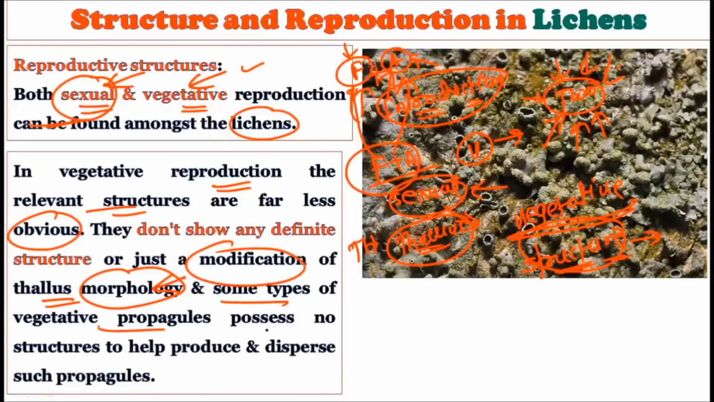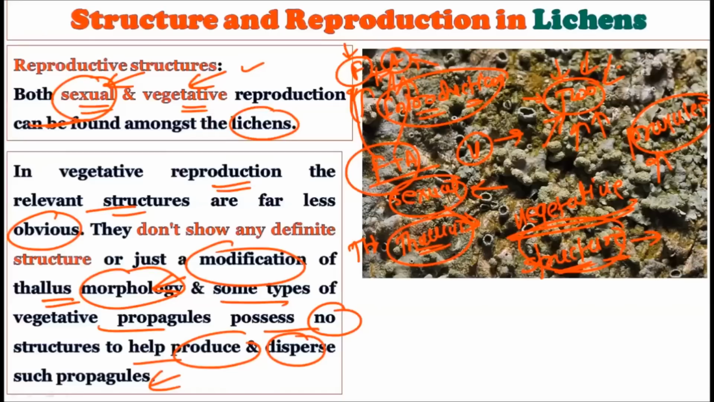Some types of vegetative propagules possess no structures to help to produce and disperse such propagules. So whatever propagules are created during the particular vegetative reproduction, they do not show any type of structure which helps them to produce or to disperse into the environment. That literally means in lichens, when we talk about vegetative reproduction, they do not show any particular structural feature for it, because in higher plants we find particular structures which reproduce vegetatively.